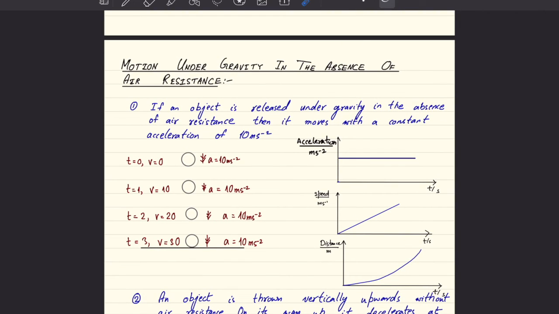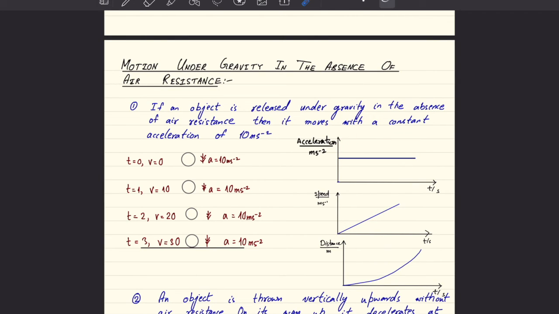If I release an object under the influence of gravity, it only experiences weight, and the acceleration due to gravity is fixed and constant, which is 10 meters per second square. So since the acceleration is constant, it's going to continue to move with constant acceleration of 10 meters per second square. The speed will increase. If it is released, initial speed must be 0, and the speed is going to increase. And the slope of this particular graph represents acceleration. So a constant acceleration means a constant slope here.